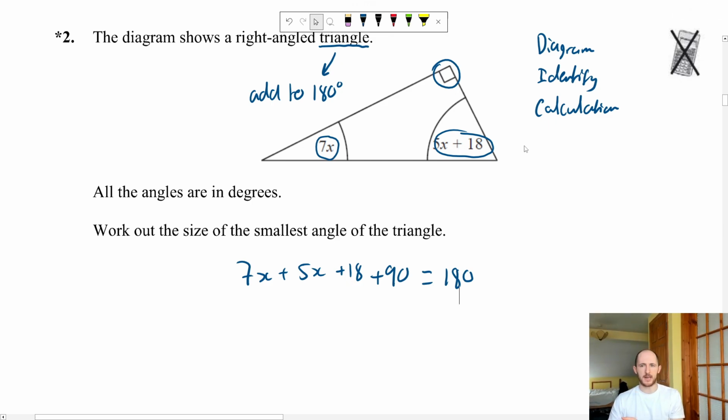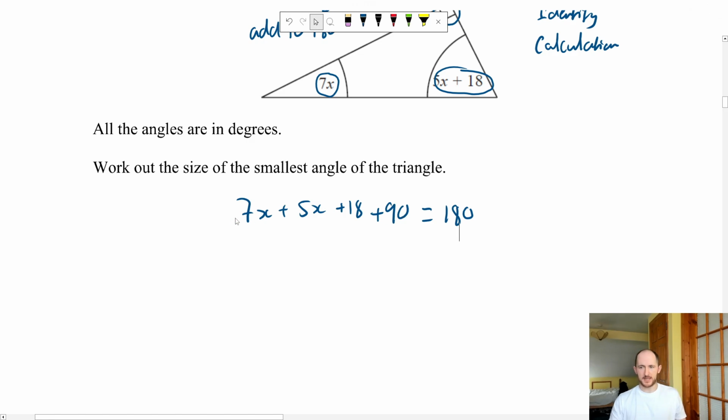Now it's time for the calculate bit. So this is not a simplified equation yet. We need to add the x's together, the like terms. So 7x plus 5x, well, if I have 7 apples and I get 5 more, there's 12, so that's 12x. 18 plus 90 is 108, equals 180.